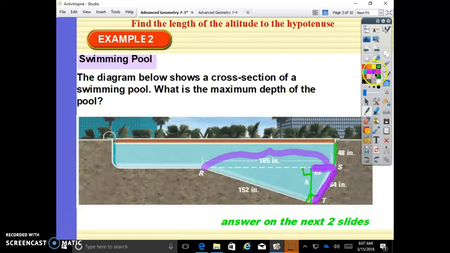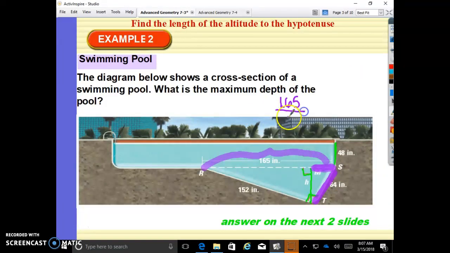So 165 is to the leg, 64, as the leg is to the part of the hypotenuse closest to it. So cross products and solve. 64 times 64 divided by 165. I got 24.8.